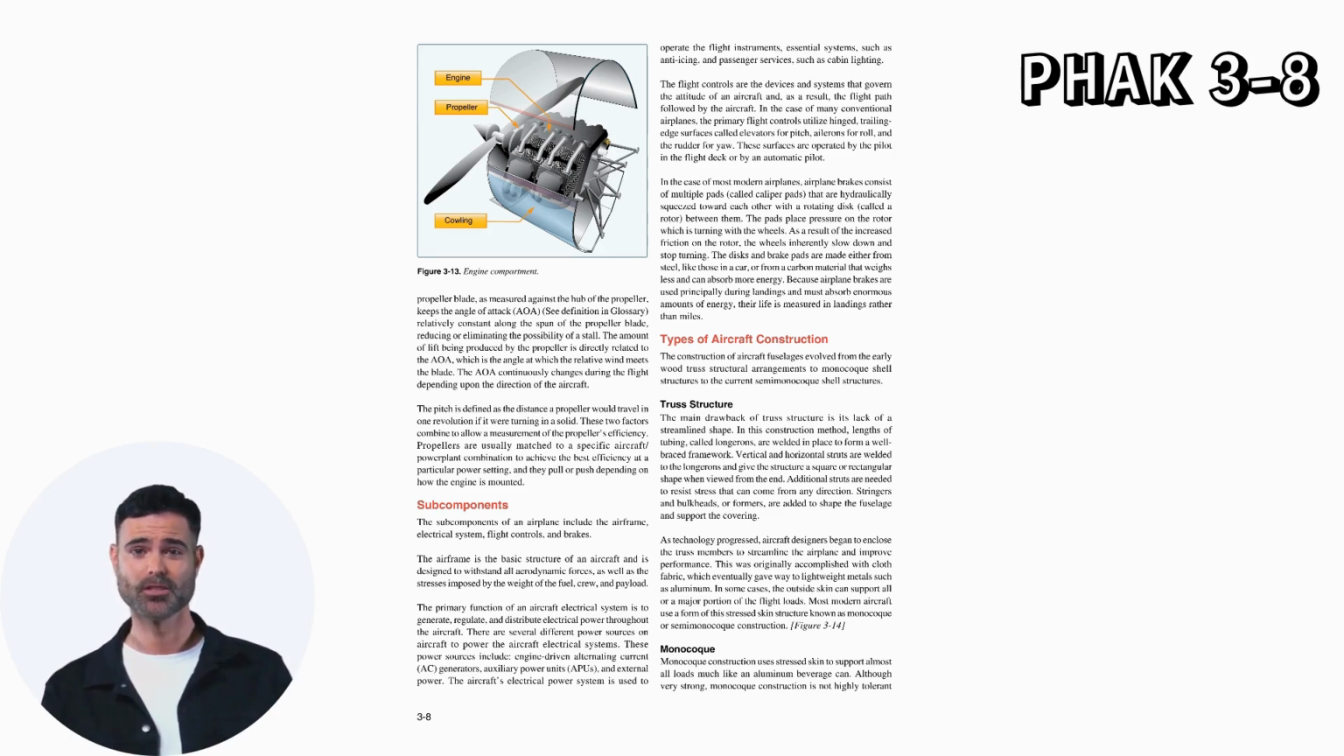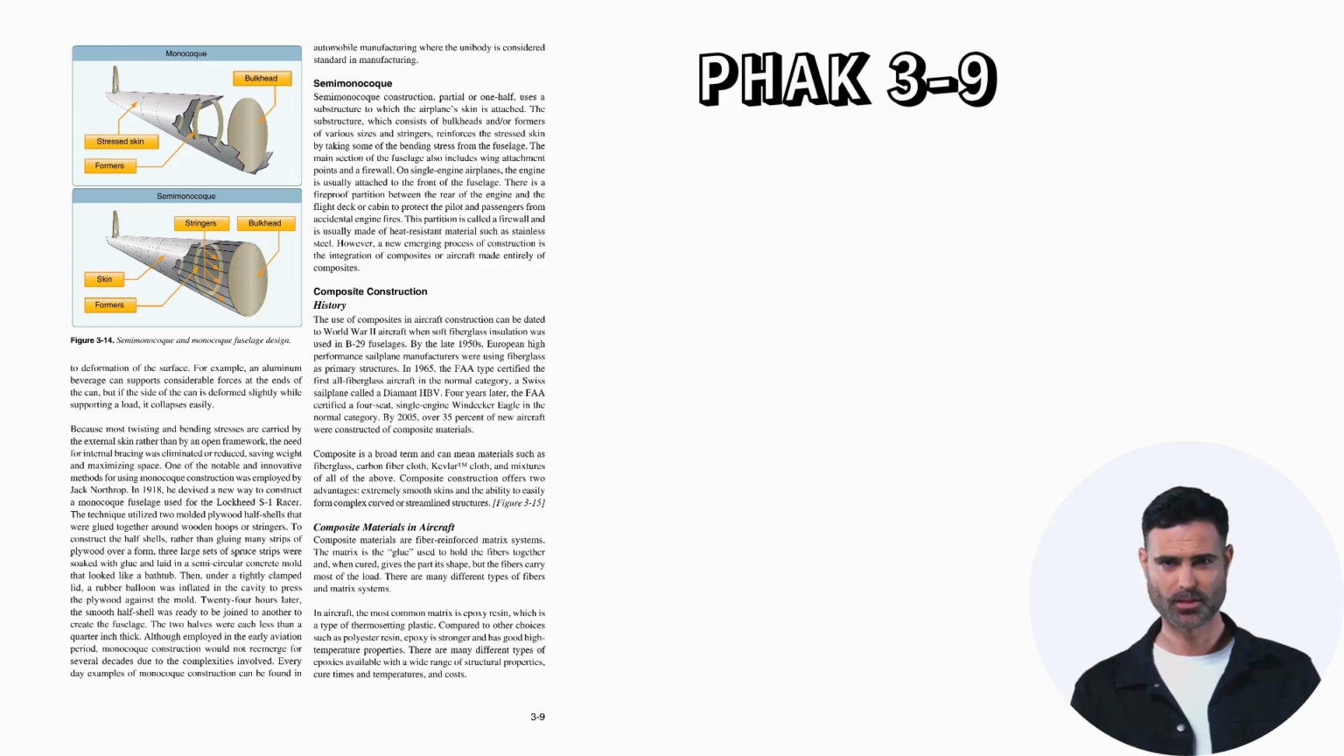Monocoque construction uses stressed skin to support almost all loads, much like an aluminum beverage can. Although very strong, monocoque construction is not highly tolerant to deformation of the surface. For example, an aluminum beverage can support considerable forces at the ends of the can, but if the side of the can is deformed slightly while supporting a load, it collapses easily. Because most twisting and bending stresses are carried by the external skin rather than by an open framework, the need for internal bracing was eliminated or reduced, saving weight and maximizing space.